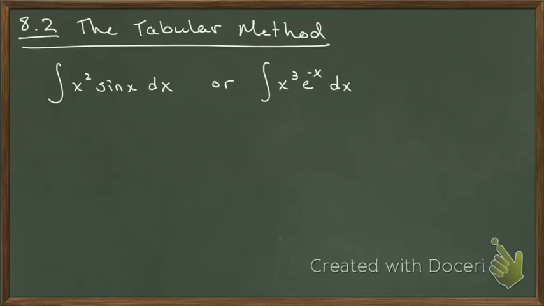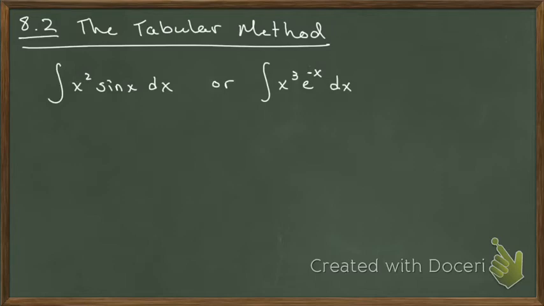In this short video, we're going to take a look at what we call the tabular method of integration by parts. This is integration by parts, but it's just another method to help us work through some examples like I've got listed below here: x squared sine x, or e to the minus x times x cubed. Some of these examples you'll see as I set things up here.